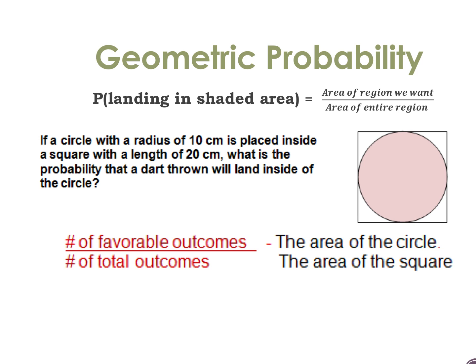For the last objective, we're going to take a look at geometric probability. So this is landing in the shaded area, or whatever area we're pertaining to. The setup here, if you want to record this in your box, is simply the area of the region we want divided by the entire area region itself. So if we take a look at this problem here, it says if a circle has a radius of 10 centimeters, so I'm going to draw this out, 10 centimeters, placed inside a square with a length of 20, what's the probability of landing inside the circle?